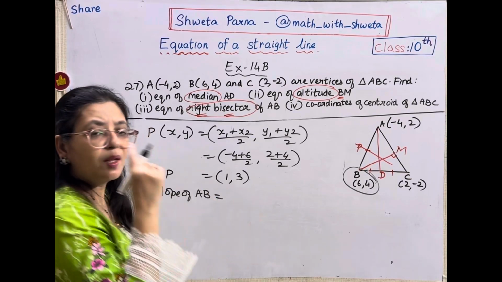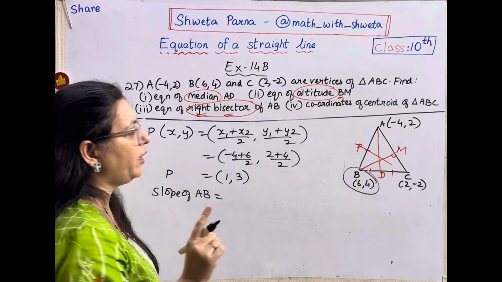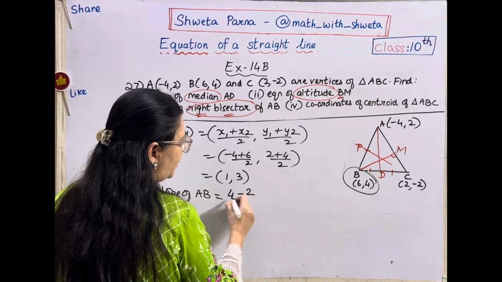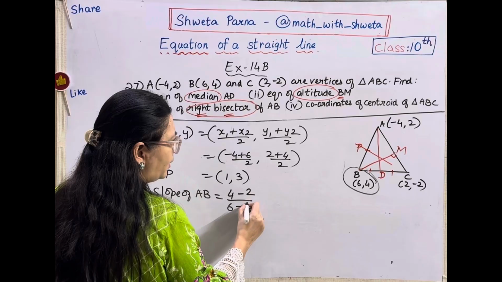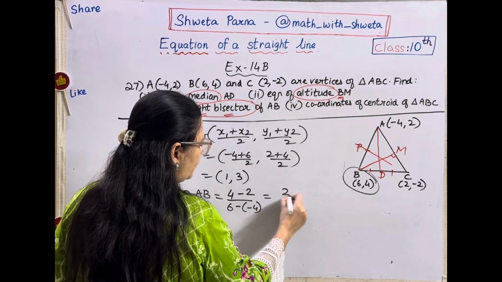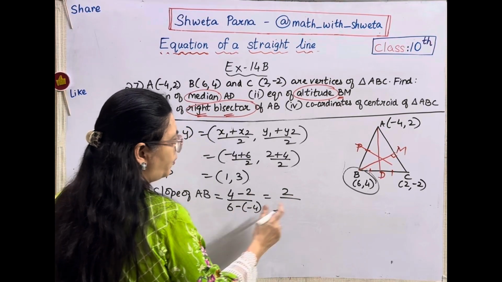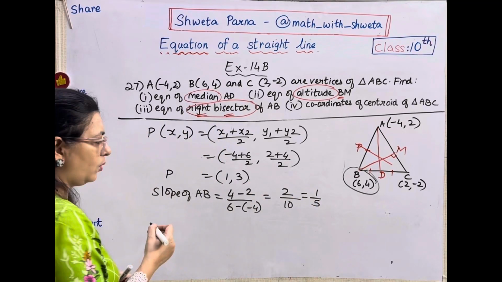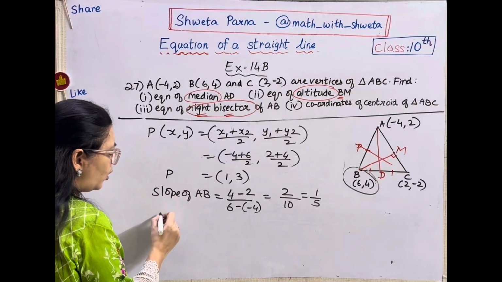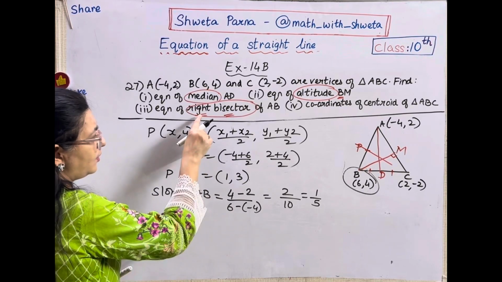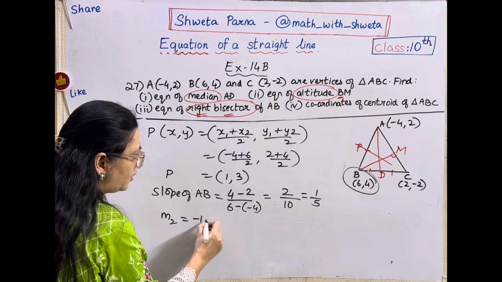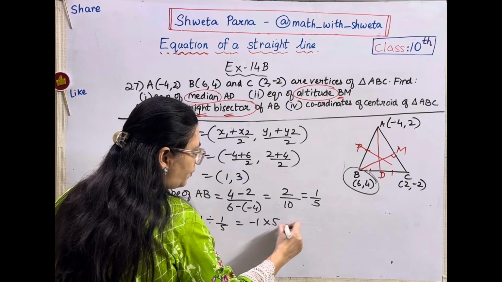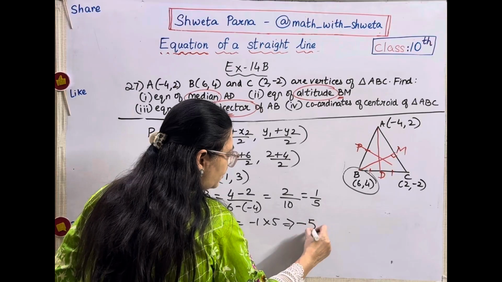What is the formula? y2 minus y1 upon x2 minus x1. So this is 2. 6 plus 4 will become 10, which is 1 upon 5. Okay, so this is m1. What is m2? m2, since it is right, would be minus 1 divided by 1 upon 5, which is minus 1 into 5. The slope is minus 5.